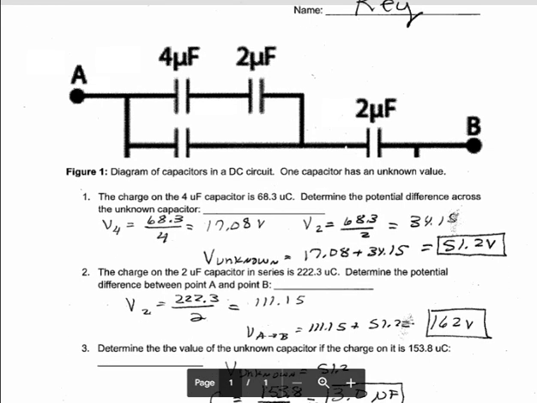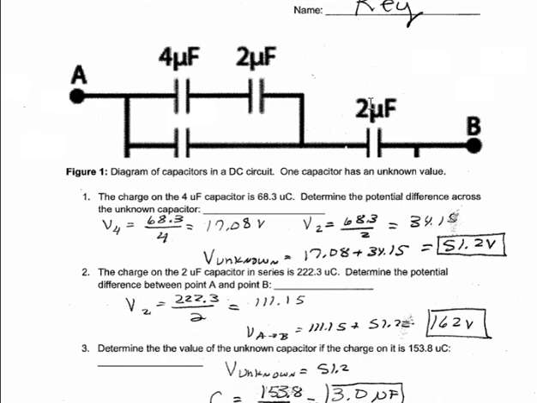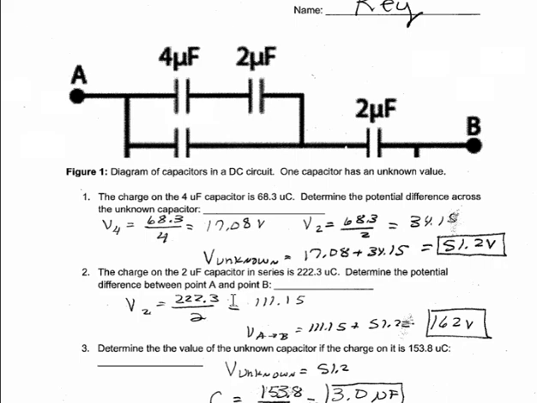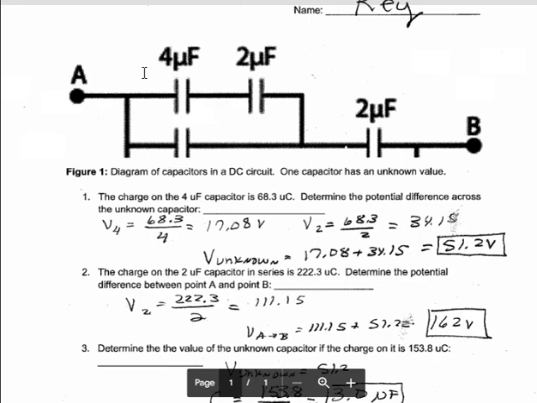All right, the charge on the 2 microfarad capacitor in series, that's this one over here, is 222.3. Determine the potential difference between A and B. Well, first of all, I must get the voltage across the 2 microfarads. So I'm just taking 222.3 divided by 2, and I'm getting 111.15. Now, I already know that this branch here is 51.2.